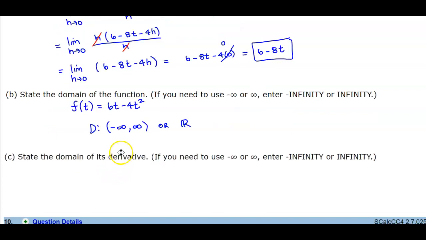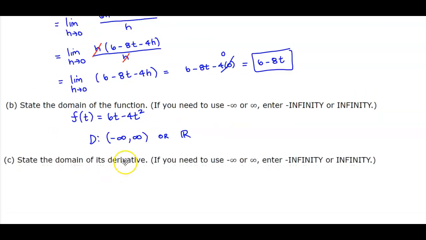Okay, now we want to be able to then state the domain of its derivative. So the derivative function is equal to 6 minus 8t. And so we can plug in any value for t. So the domain is all real numbers from negative infinity to positive infinity. Or we can write this as all real numbers.